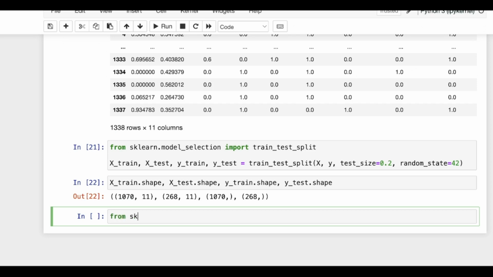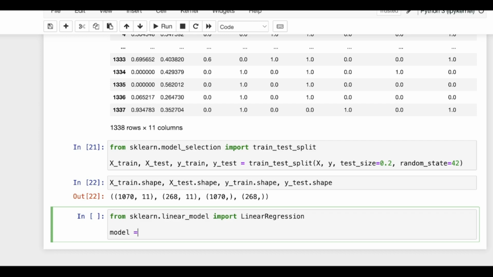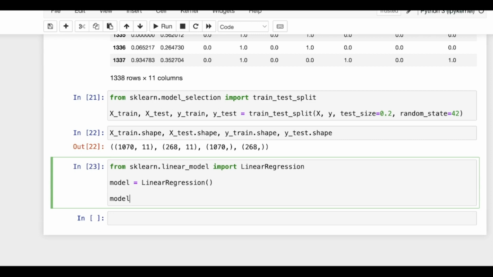Now let's train the model. So from sklearn.linear_model, we will import LinearRegression and create the model, that is an object of the LinearRegression class. We'll fit it on our X_train and y_train, that is our training data set. Sorry, training input and training target data set.